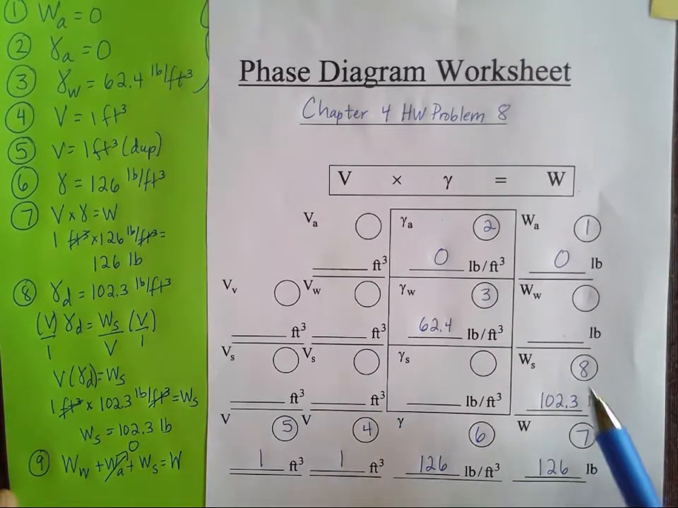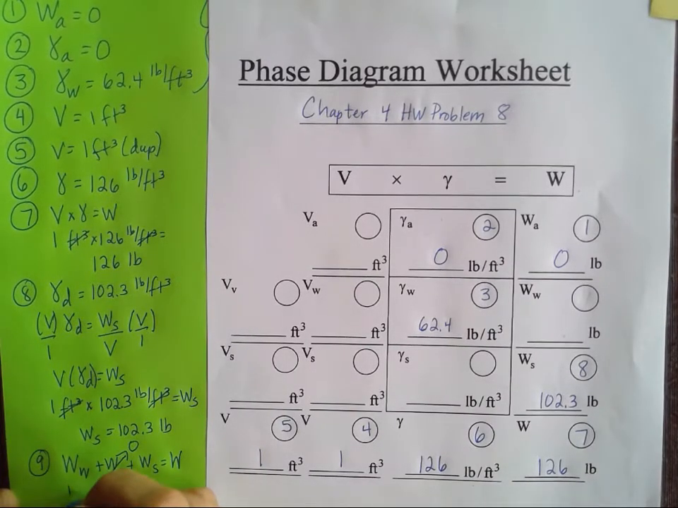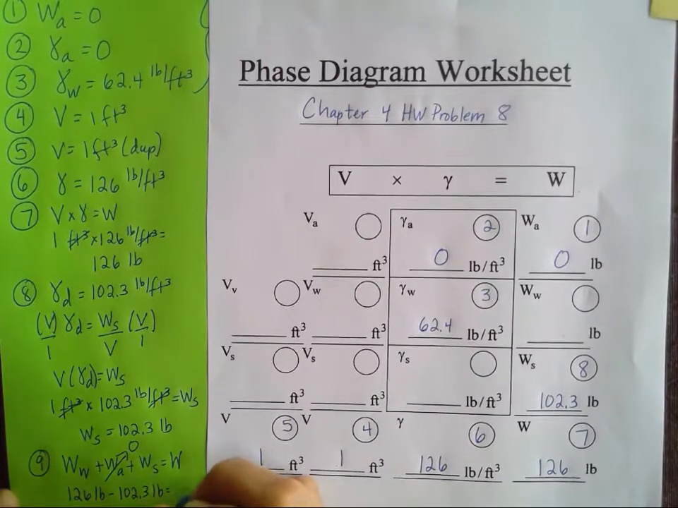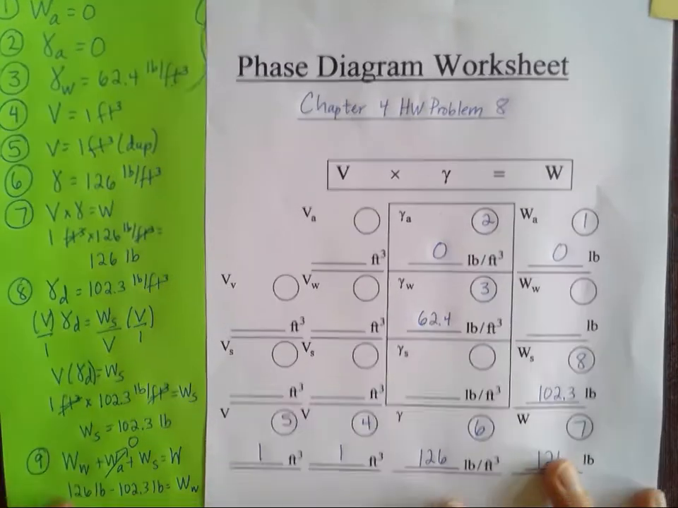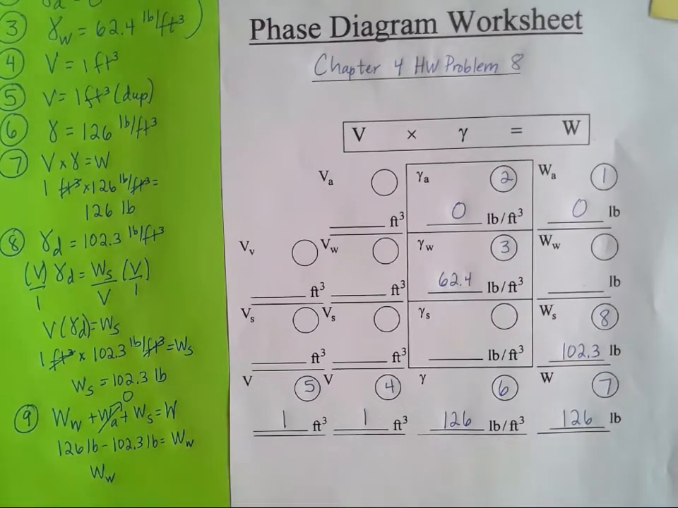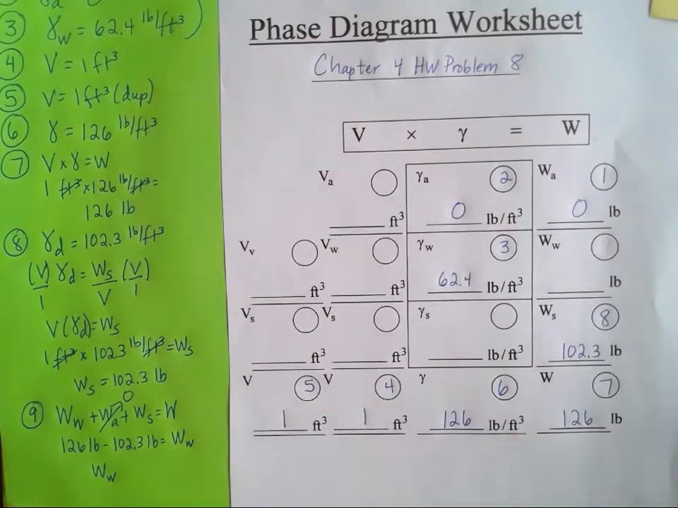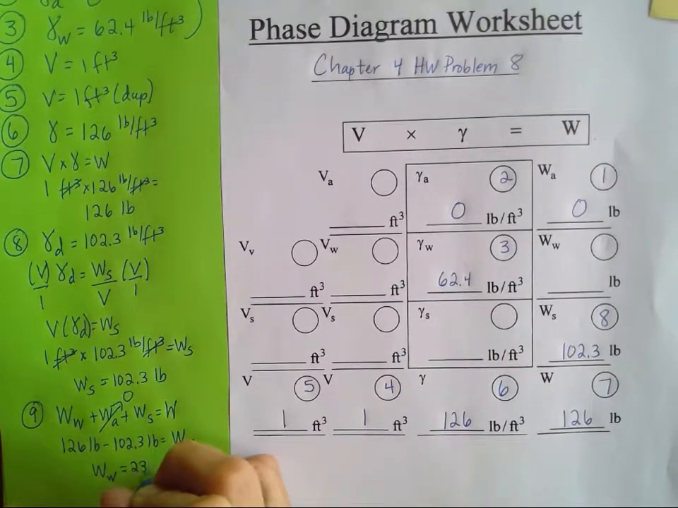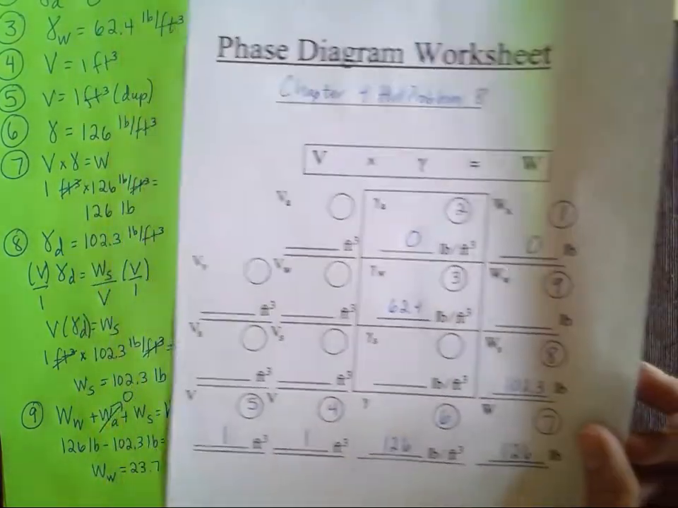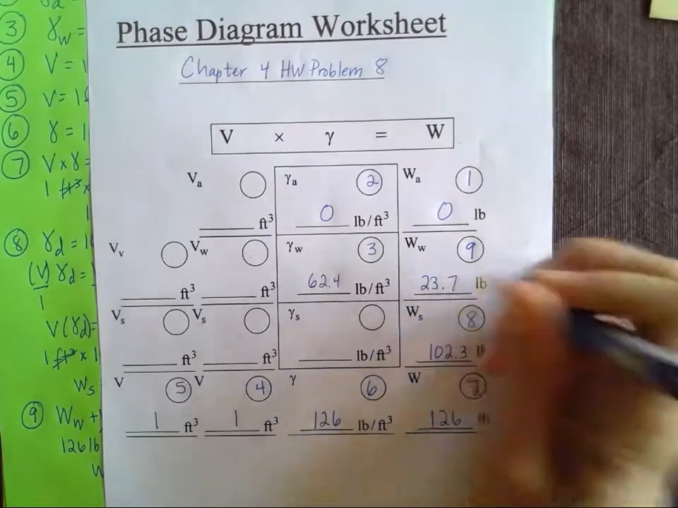In this case, I want to find the weight of the water, so I'll take that total weight and subtract the weight of the solids. So it's just 126 pounds minus 102.3 pounds is going to give me the weight of the water. 126 minus 102.3, and that's 23.7 pounds. So we'll fill that in here for number 9, 23.7 pounds.